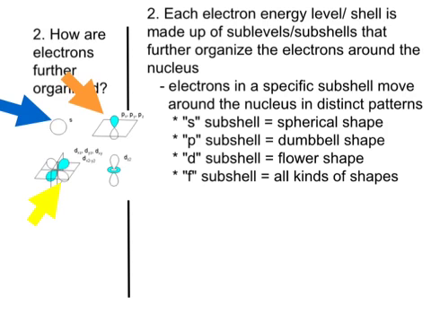Alright, so just to summarize again, we've got electrons around the nucleus in what are called shells or energy levels. And each of those energy levels is further divided into subshells or sublevels. And each of the sublevels has a specific letter associated with it, either S, P, D, or F. And these subshells basically have different shapes in which the electrons are going to move within that subshell.